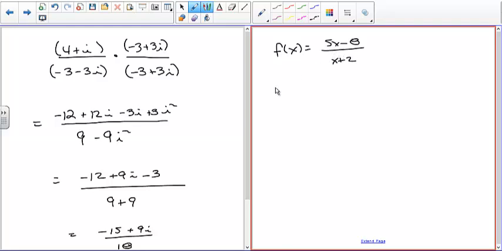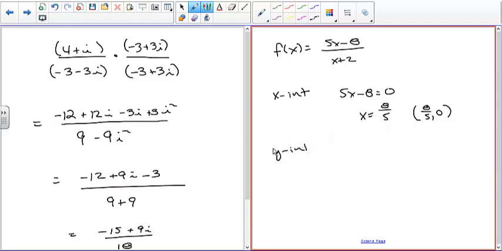So the things that you need to do is you need to know what the x-intercepts are. So there you set the numerator equal to 0 and solve for x. So if you solve for x, you'll get 8/5. So that's 8/5 comma 0. That's your x-intercept. X value with the y 0.